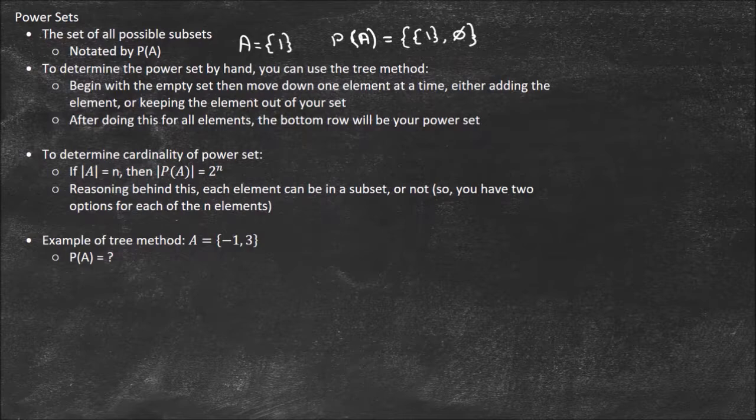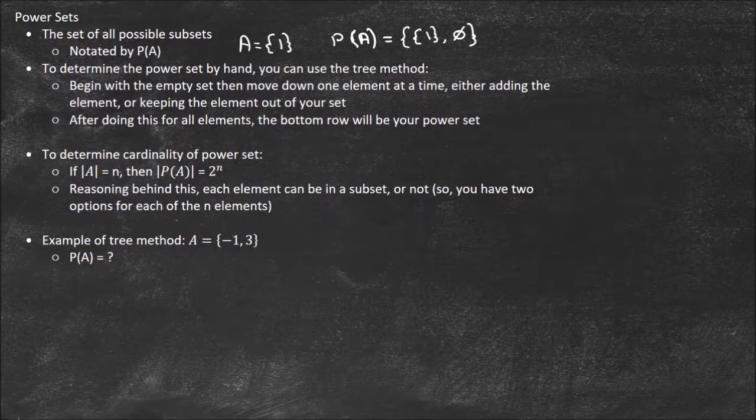So to determine the power set by hand, not everything's going to be so easy with just one element, so we need a method to determine the power set by hand. What you do is you begin with the empty set, because like we said, we know the empty set is part of everything, and we move down one element at a time, and we either add the element to the set or we keep the element out of your set. And then after doing this for all the elements, your bottom row will be your power set.